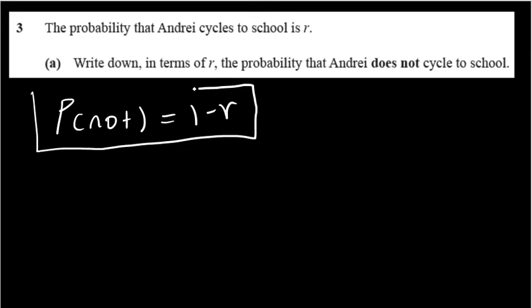So this one, there is no calculation here. The probability to cycle is R, so the probability of not cycling is just 1 minus R, because the total probability for anything is just 1. So if the probability to cycle is R, the probability of not cycling is 1 minus R.